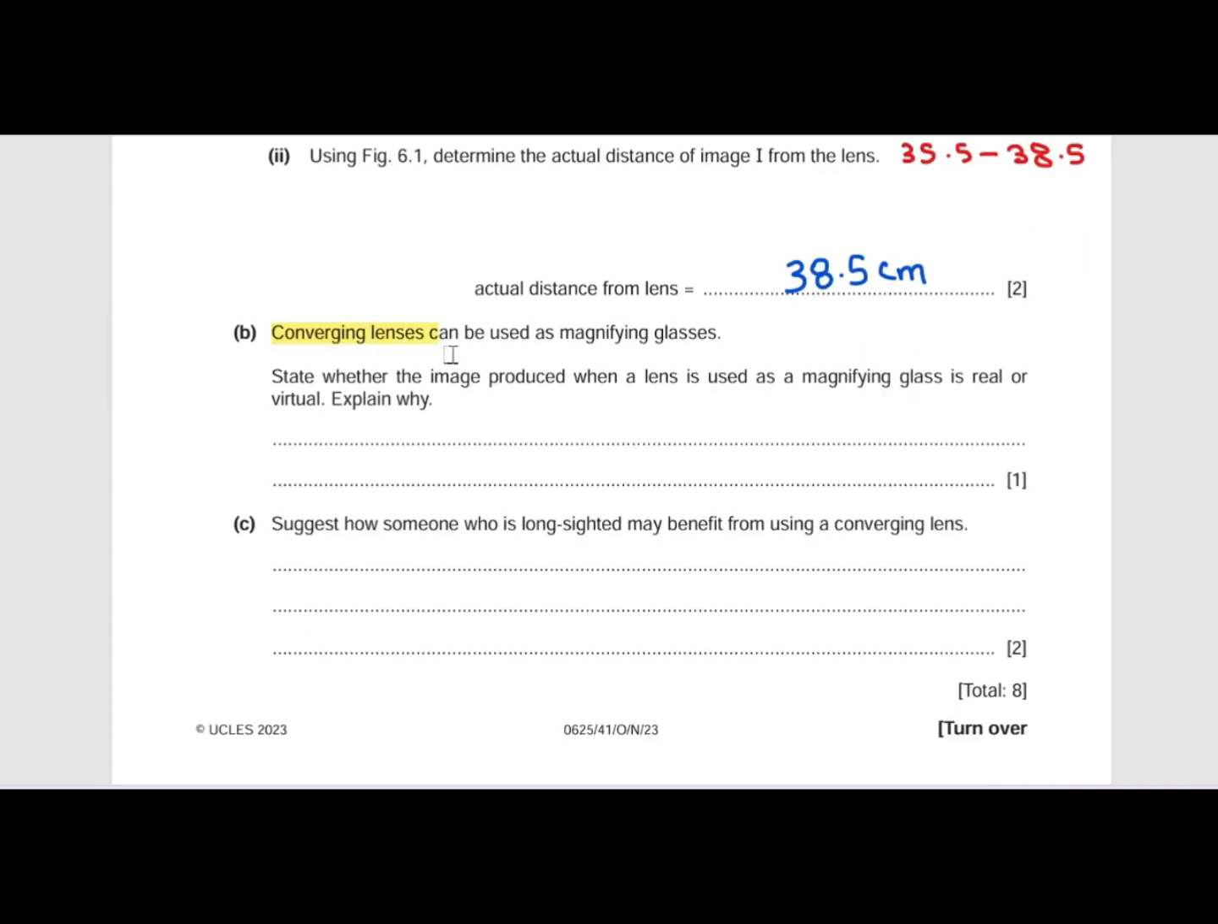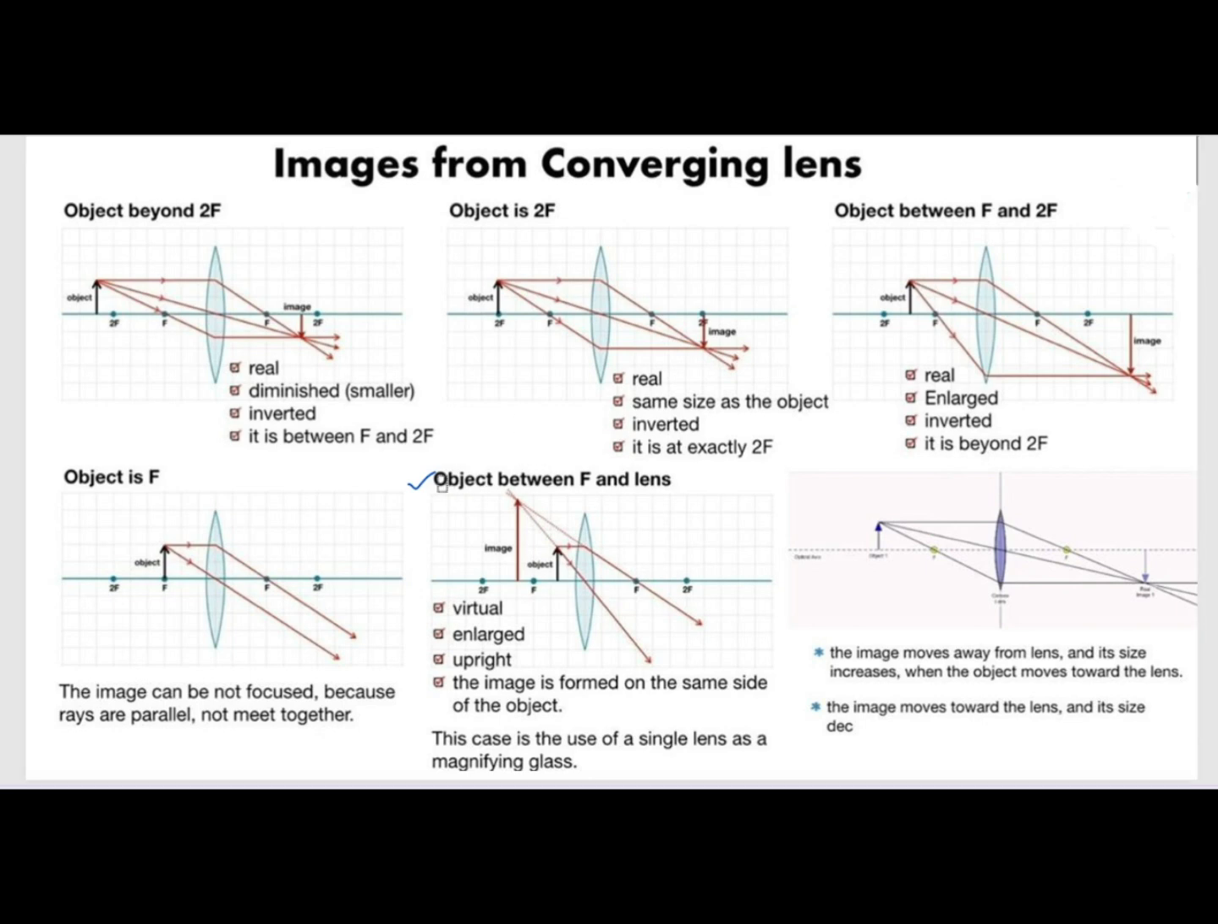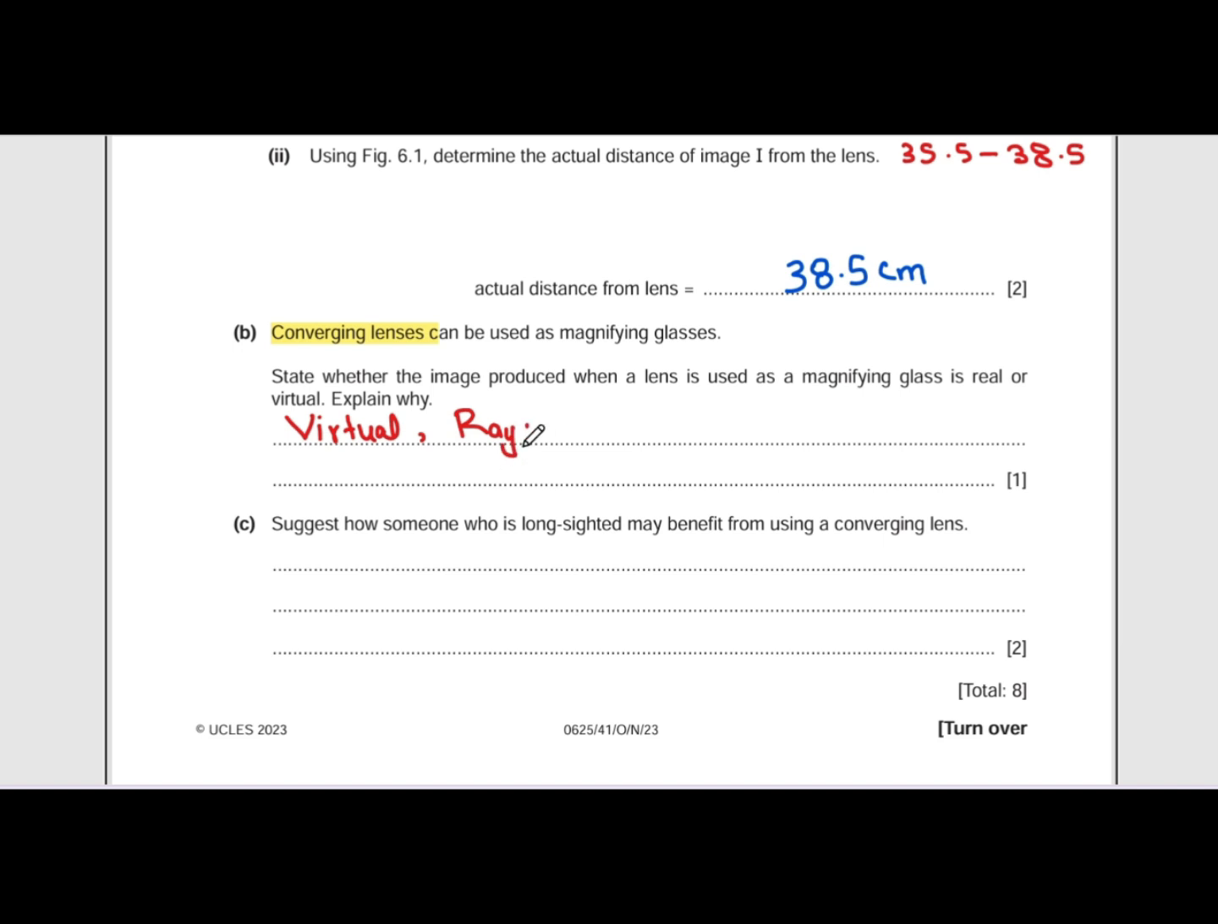Next part is saying a converging lens can be used as a magnifying glass. State whether the image produced when the lens is used as a magnifying glass is a real or a virtual image. A converging lens acts as a magnifying glass when the object is between the lens and focal length, and you can see the image produced is much larger than the object, and the image is not produced by the actual meeting of the lines, but we have extended our rays to make the image. So this is a virtual image, and the rays do not actually meet and seem to come from the image.